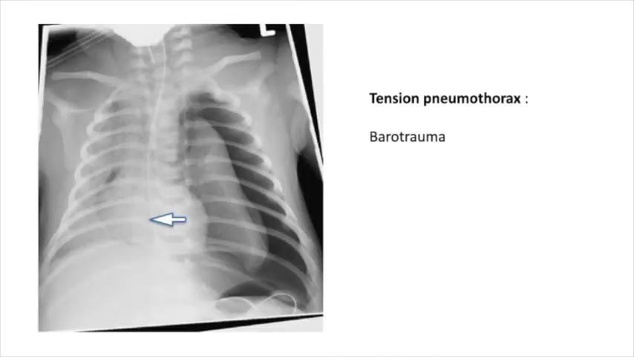The other type is barotrauma. Barotrauma is also a type of tension pneumothorax. It can be very frequent in the ICU. In the ICU you can see here very clearly the lung is partially collapsed and it's pushing the mediastinum to the left side, that means to the normal side. So it's shifting the mediastinum to the normal side. It's very important to know.